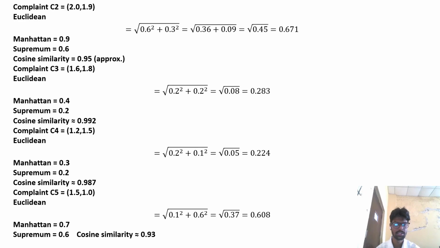For C2, the Euclidean distance will be 0.671, Manhattan will be 0.9, Supremum will be 0.6, and cosine similarity will be 0.95. For C3, the Euclidean distance will be 0.283, Manhattan will be 0.4, Supremum will be 0.2, and cosine similarity will be 0.992. For complaint C4, the Euclidean distance will be 0.224, Manhattan will be 0.3, Supremum will be 0.2, and cosine similarity will be 0.978. For C5, the Euclidean distance will be 0.608, Manhattan will be 0.7, Supremum will be 0.6, cosine similarity will be 0.93.